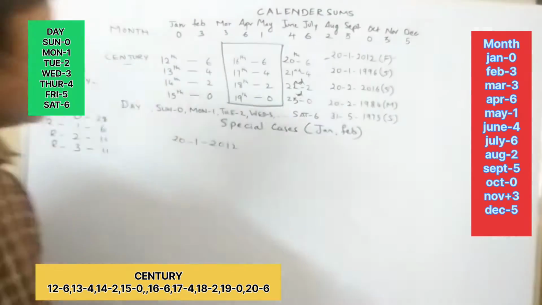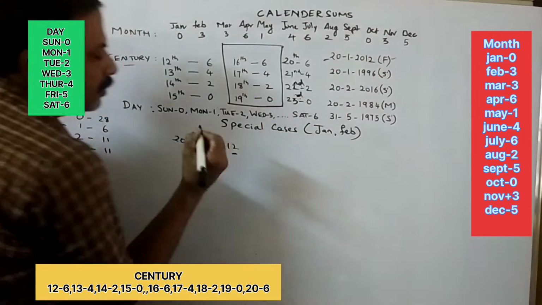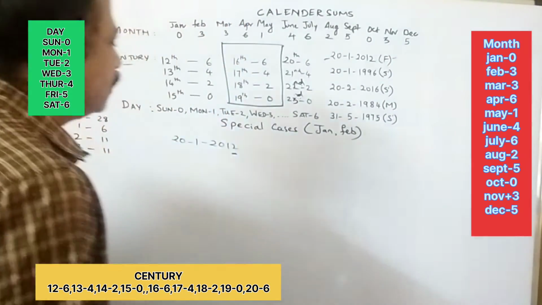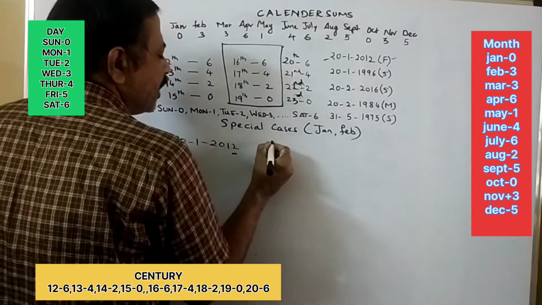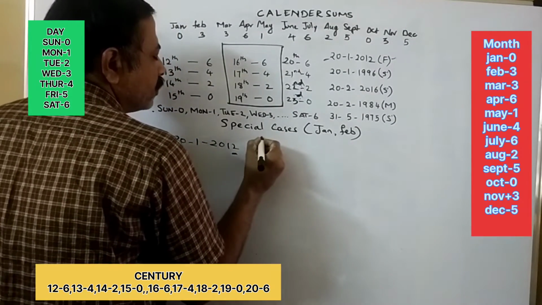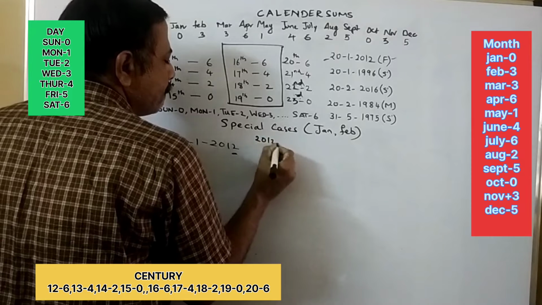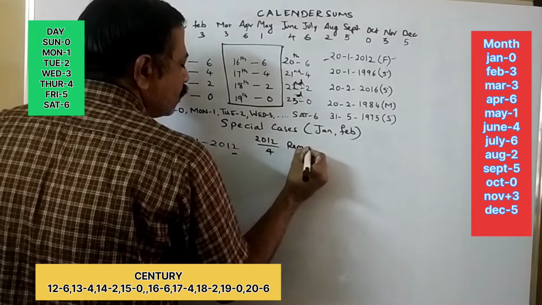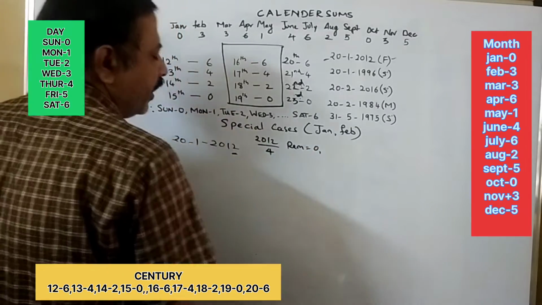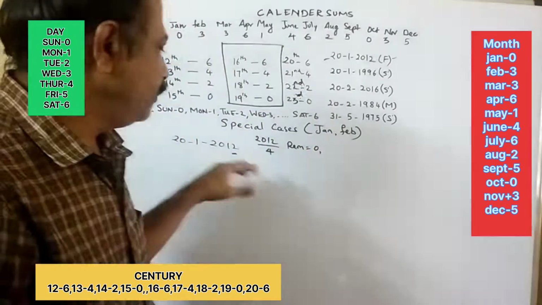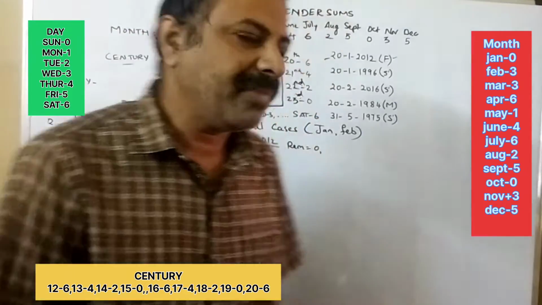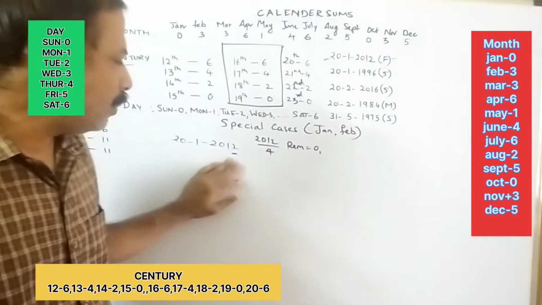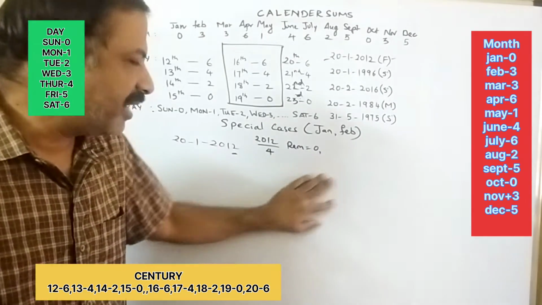For example, 20th January 2012. First of all, you know that 2012 is a leap year. That means 2012 is divisible by 4, and the remainder is 0. Whenever you divide a year by 4 and the remainder is 0, that is called a leap year. Now this is a leap year.